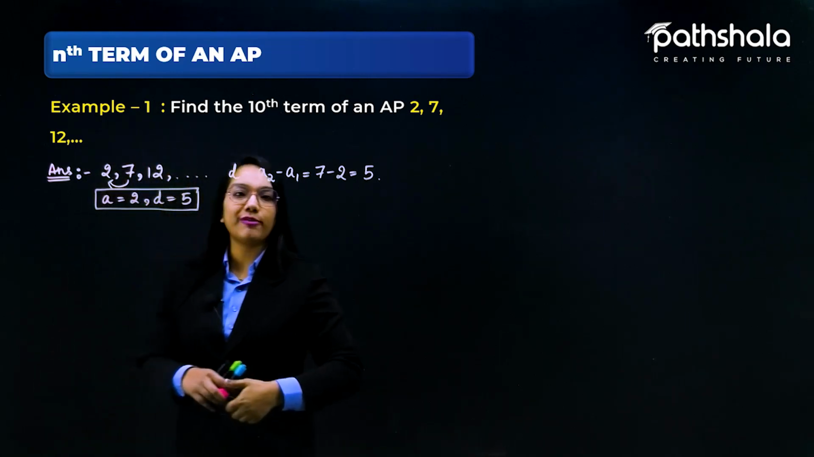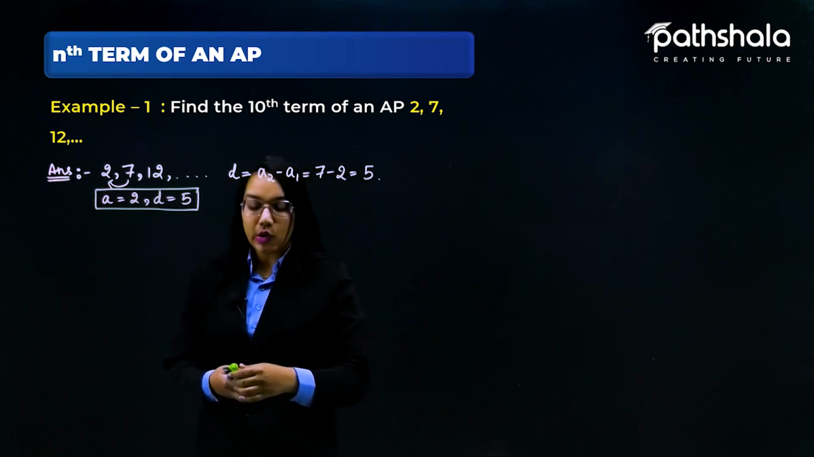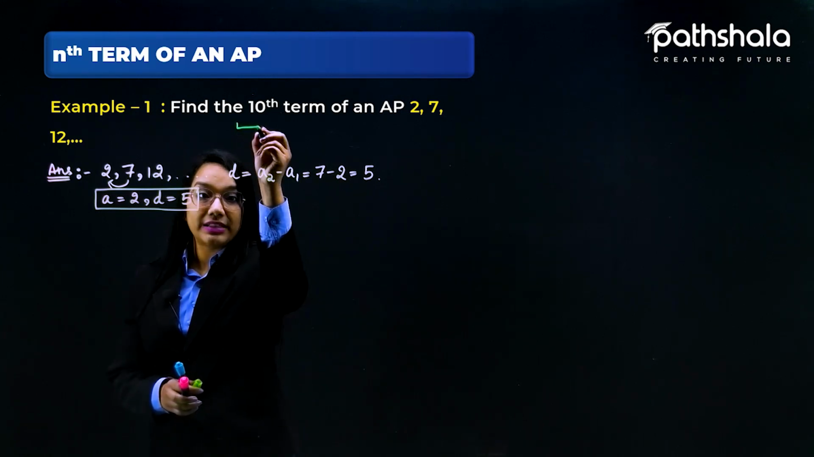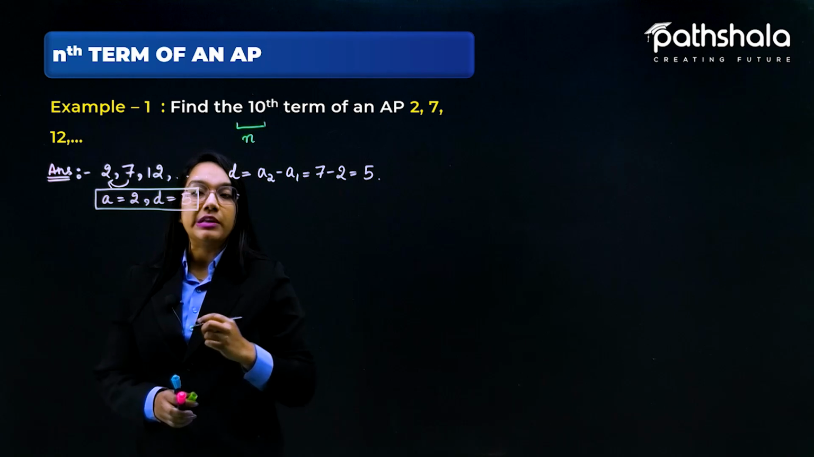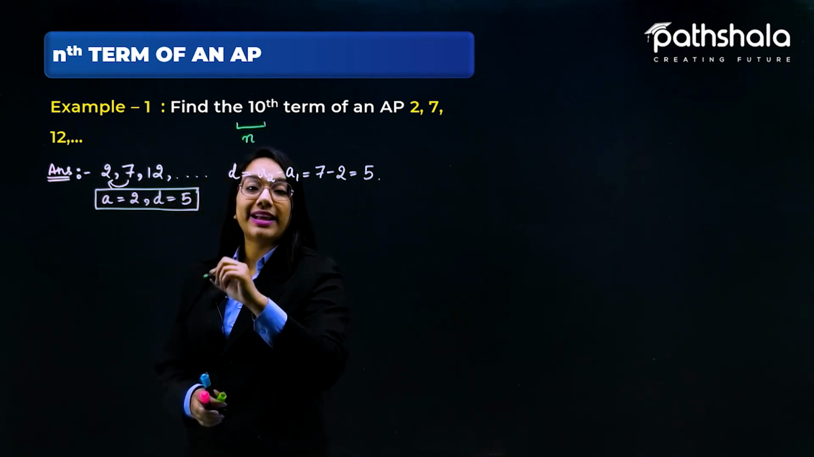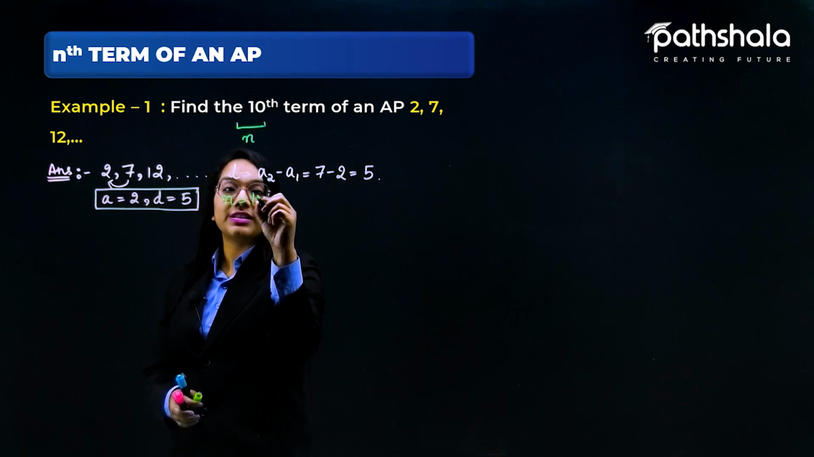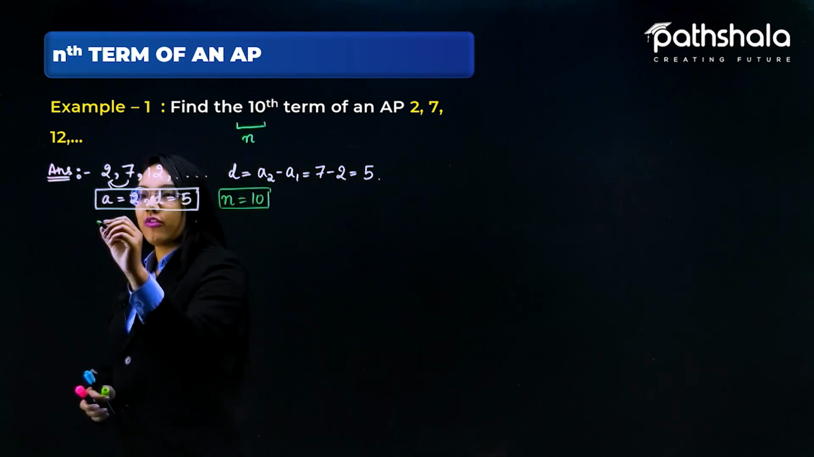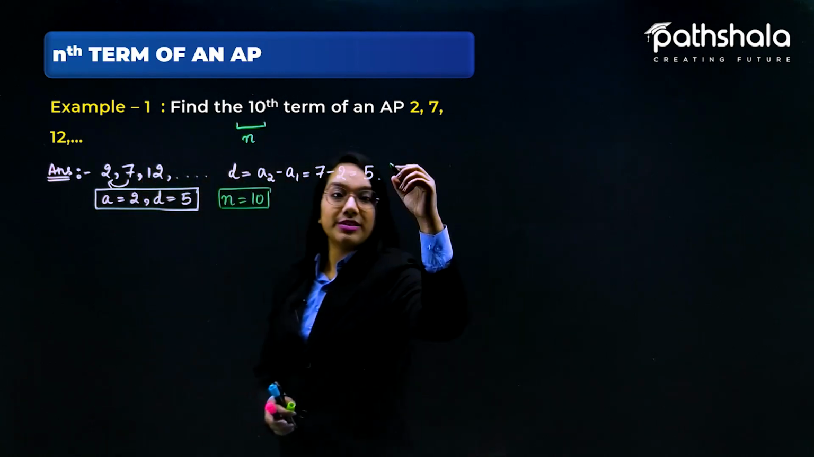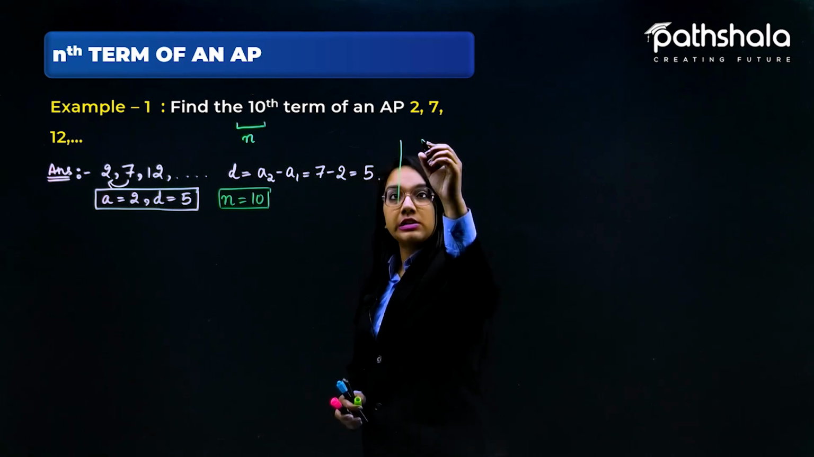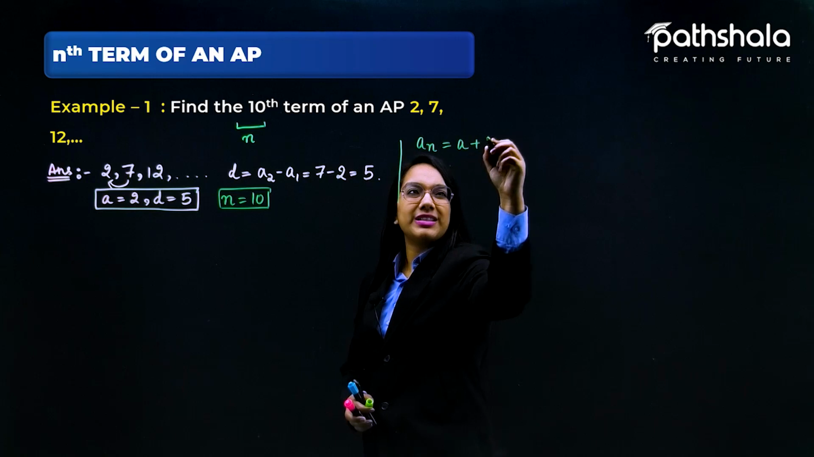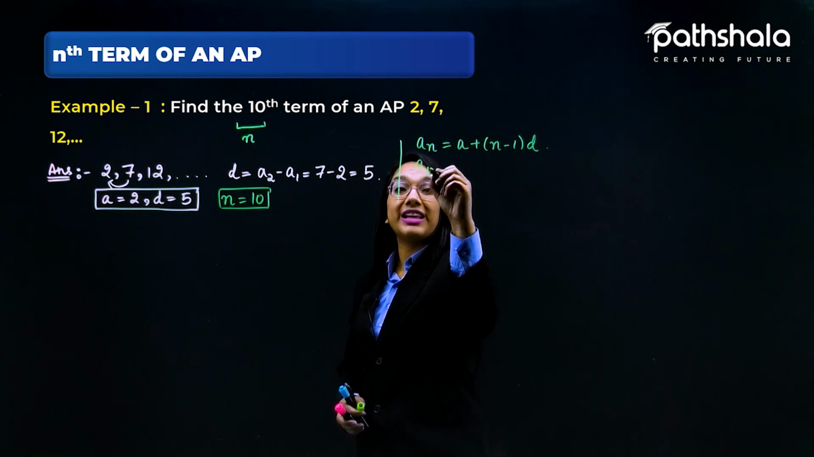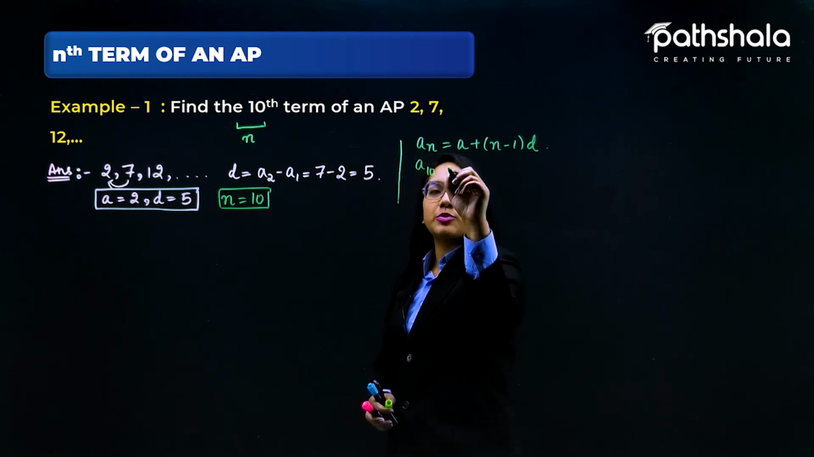Using this information, we have to find the 10th term. If we are talking about the 10th term, it means N is 10. And we know that the general form, or the nth term, of an arithmetic progression is An equals A plus N minus 1 into D. Since we want the 10th term, N is 10, so let's substitute N as 10 here.